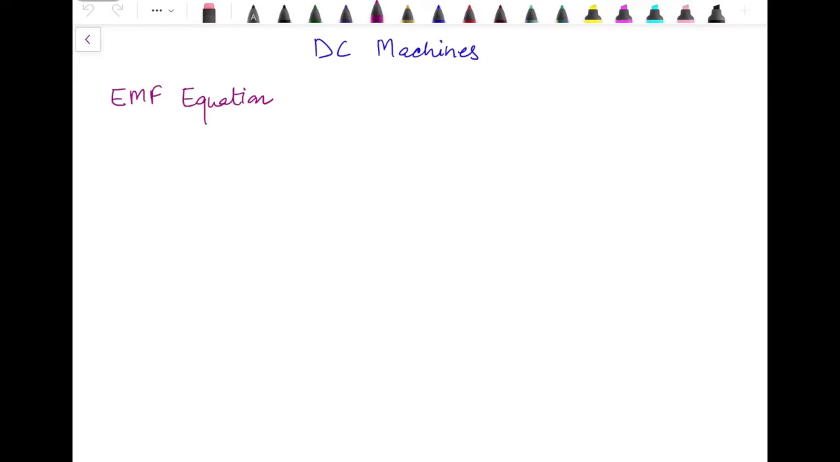After deriving the EMF equation, I will explain different types of DC machines and their electrical equivalents. So let's start with the EMF equation.